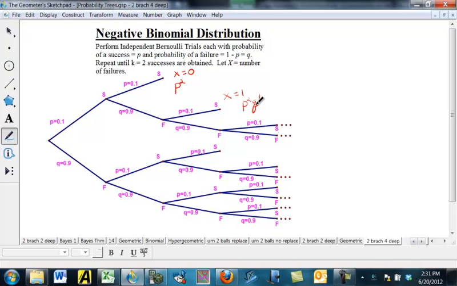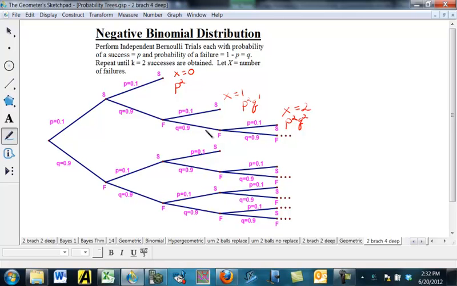Well, what about the next time? The next time, when we come down here, what if we got a success, failure, then another failure, then we got a success? Well, that's still a total of 2 successes, so we stop. Notice every time we're going to get a probability of P squared. But how many failures did we have? Well, we had 2 failures, so that means X is 2, and we're going to get a Q squared there because there are 2 failures.